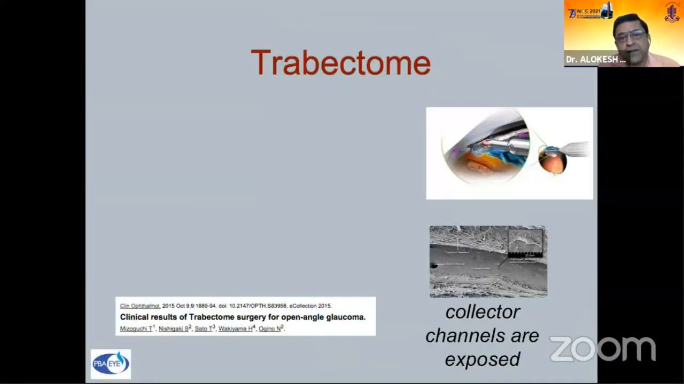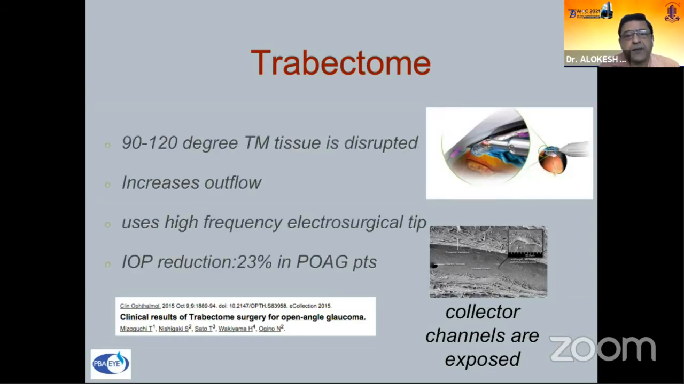Coming to the first, the trabectome. The trabectome is a procedure by means of which about 90 to 120 degrees of the trabecular meshwork tissue is disrupted, and the idea is to expose the collector channels to the aqueous so that it gets direct access to the collector channels. It is shown to increase the outflow of the aqueous from the anterior chamber. It uses a very high frequency electrosurgical tip, and studies have shown that the intraocular pressure reduction is about 23% in primary open angle glaucoma patients.